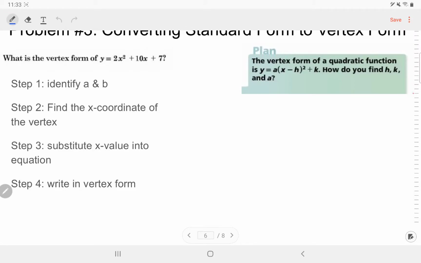The next example is converting standard form to vertex form. So we know our standard form is y equals ax squared plus bx plus c. So we need to identify a, b, and c. So we know a is positive 2, b is positive 10, and c is positive 7. So we're first going to find the vertex.